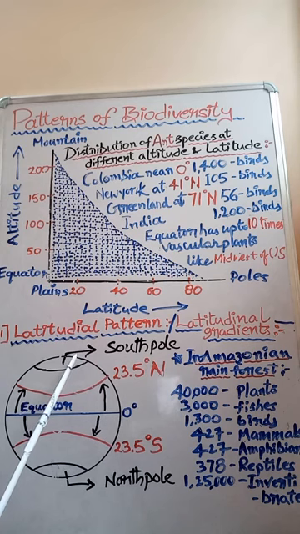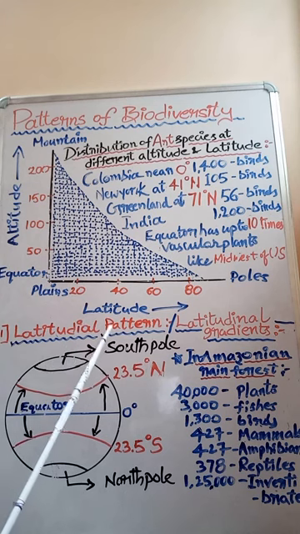When the temperature is very cool, like minus 50, 80, 100 degrees, how can more organisms grow? How can we see species diversity, rich biodiversity, at the South Pole and North Pole? Obviously no, nil.